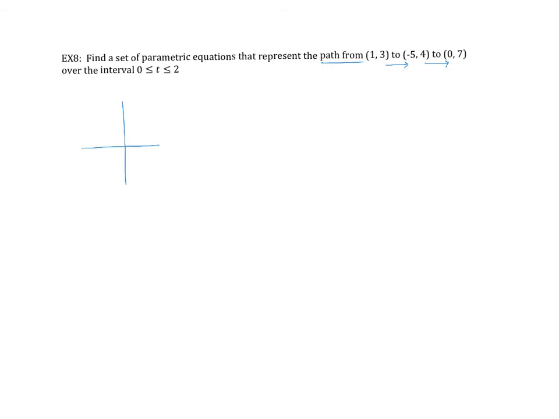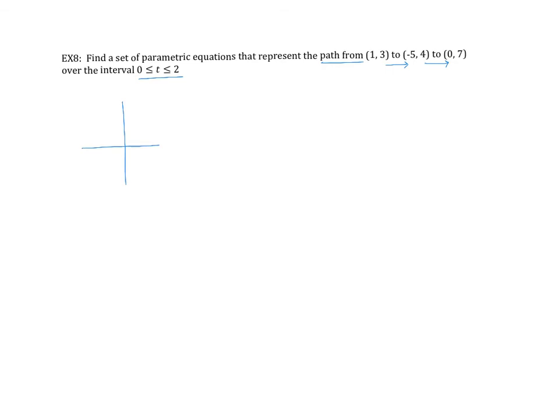Okay. I'm also given that my t values are going from 0 to 2, so I always have to keep that in mind as well, that when I do write my parametric equation, I have to have t values between 0 and 2. So this is a case where you have a lot of criteria that you have to meet, so that's going to reduce the choices you have when you write your parametric equation.